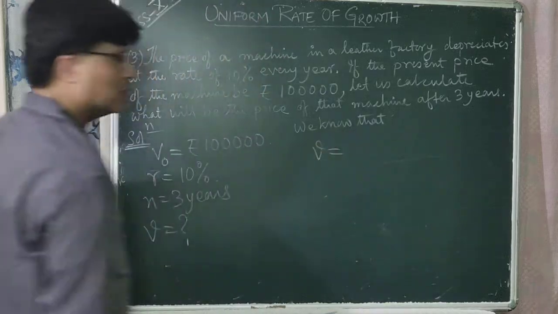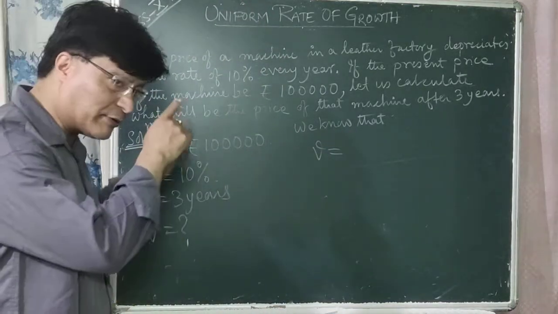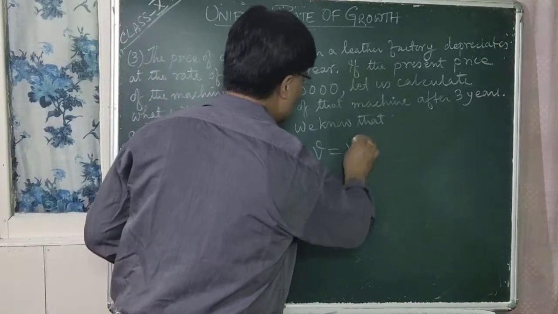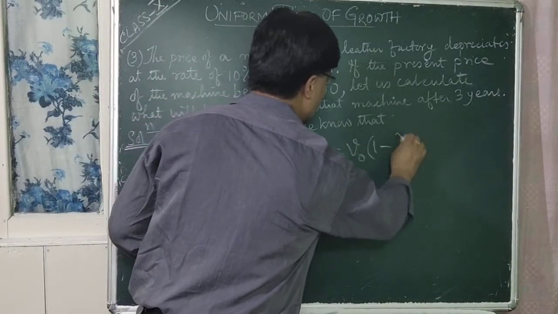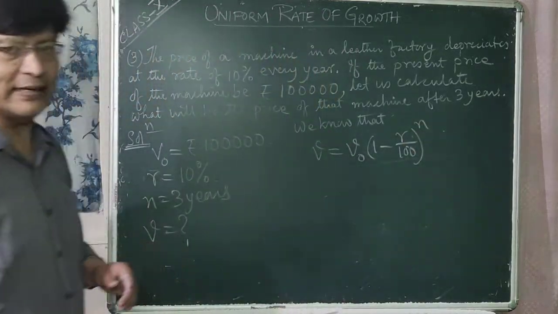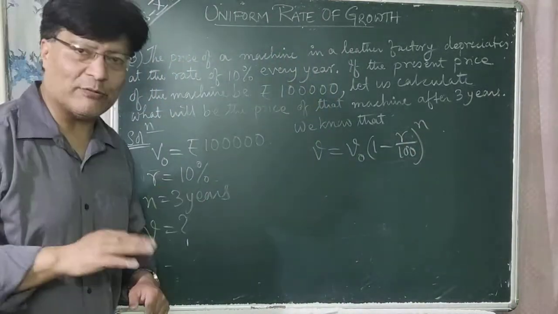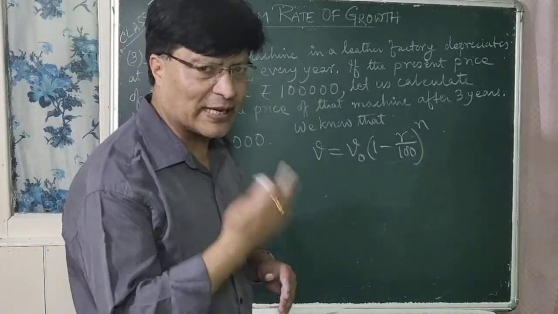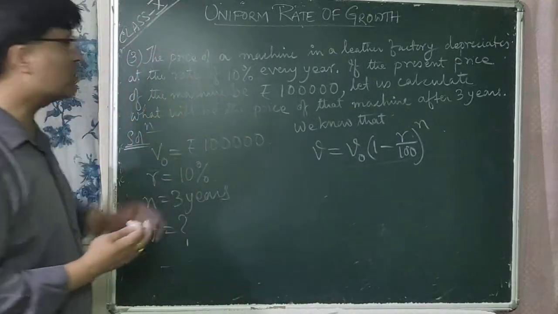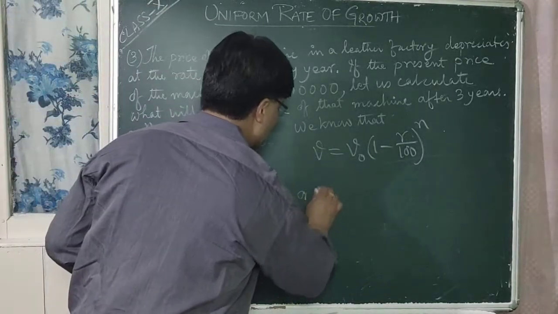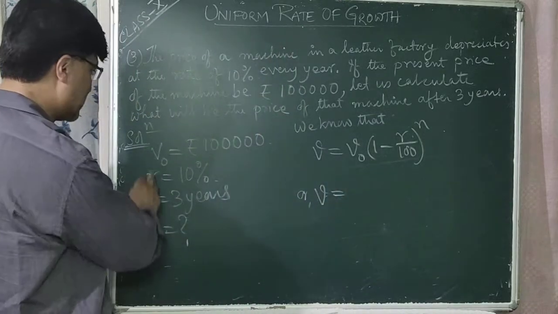So we know that V is equal to what? What is the formula? It is decreasing every year. That means you have to write minus sign, not plus. That is V0 within bracket 1 minus R upon 100 whole to the power N. So you have to find out the value of the machine after 3 years. But it is decreasing every year by how much percent? 10% every year. Okay.